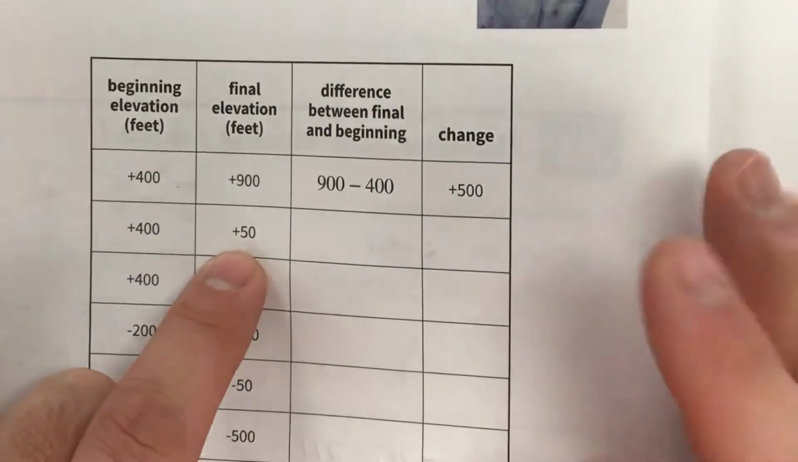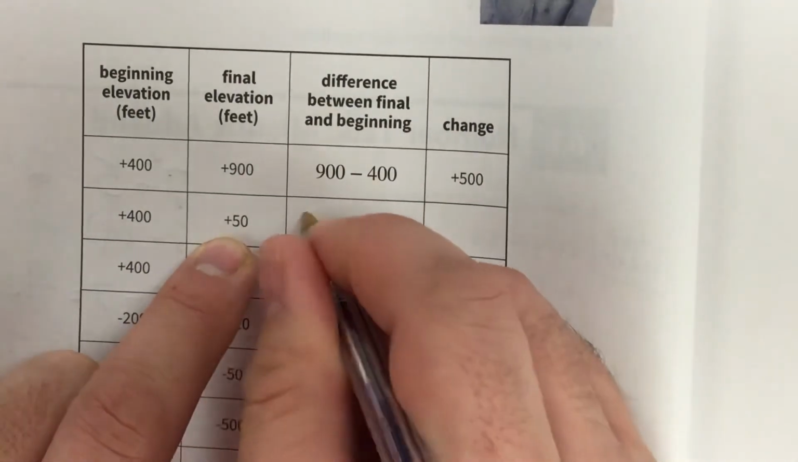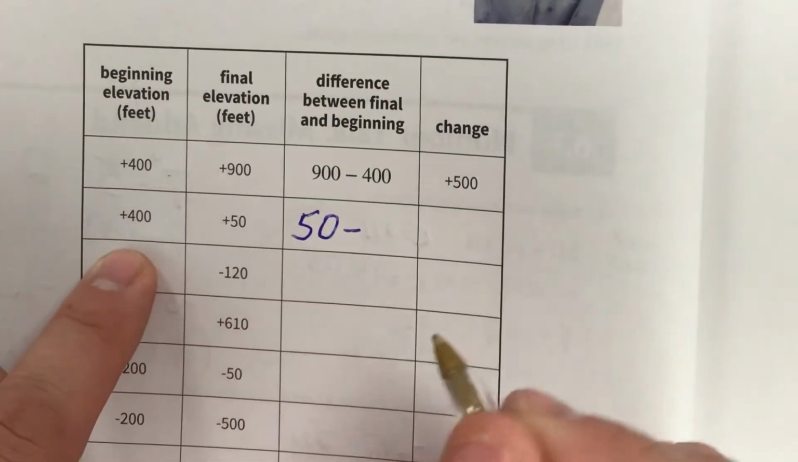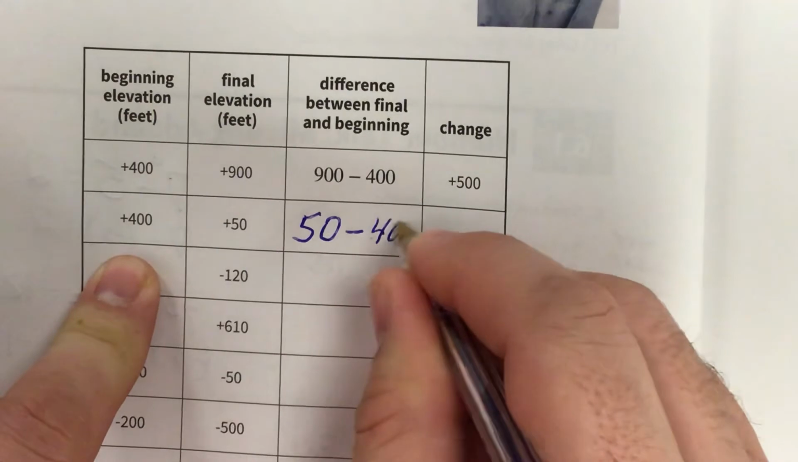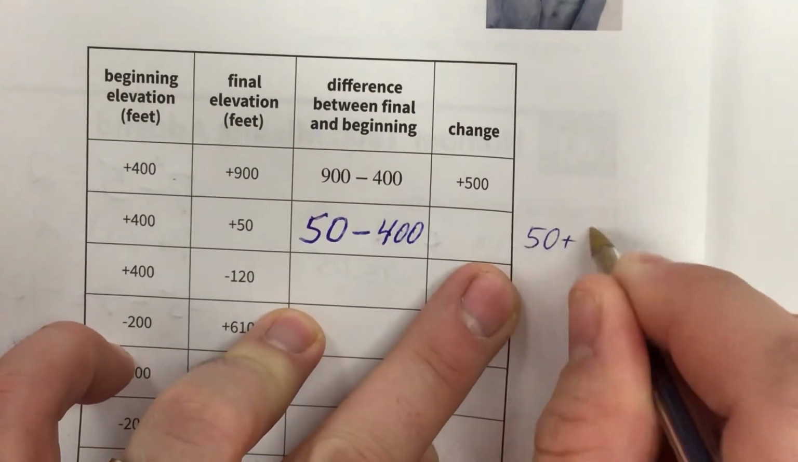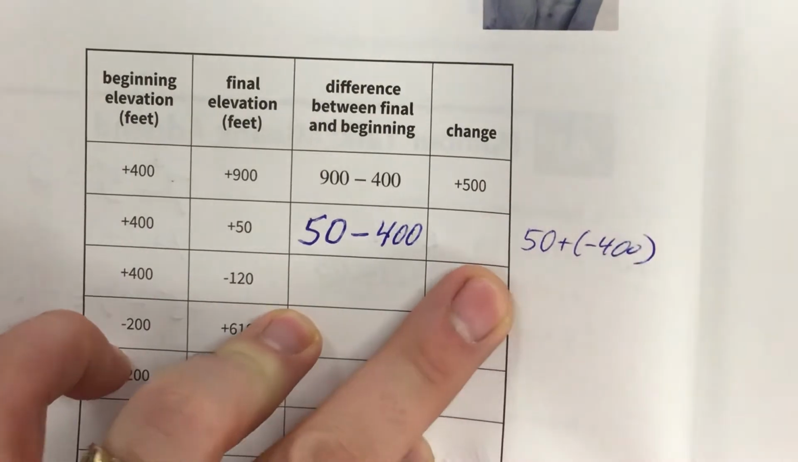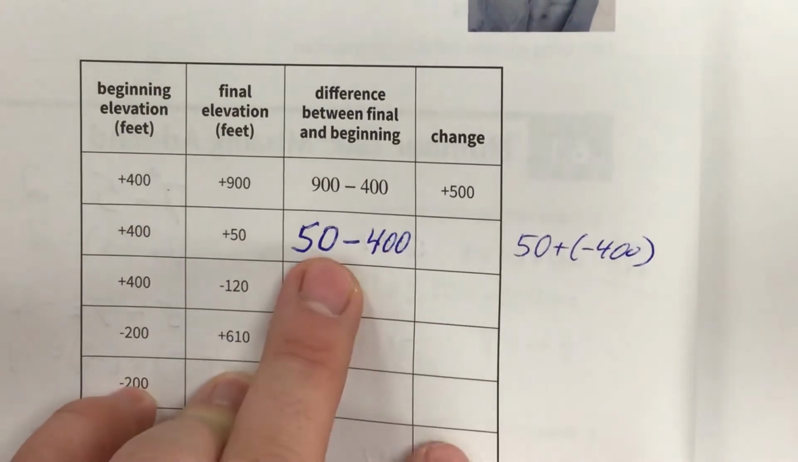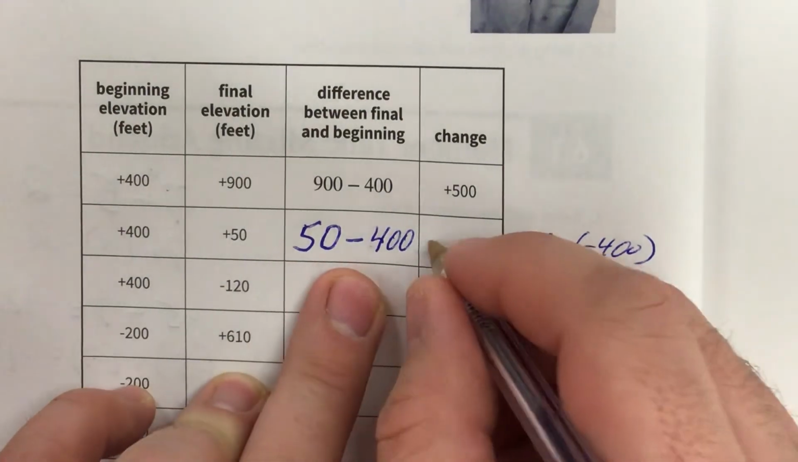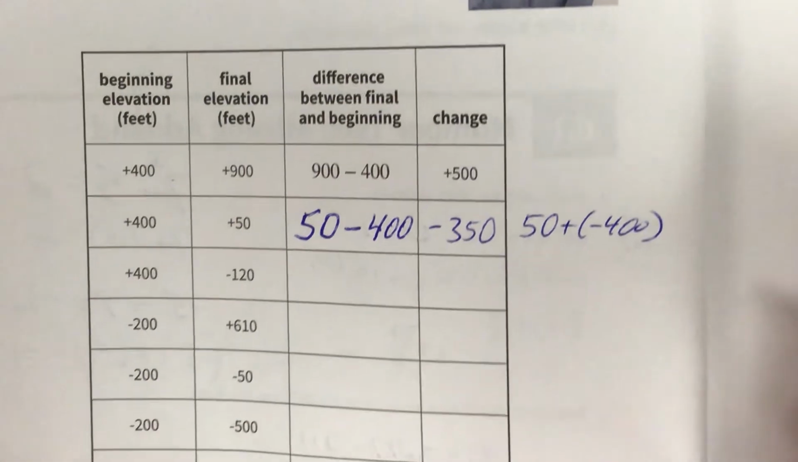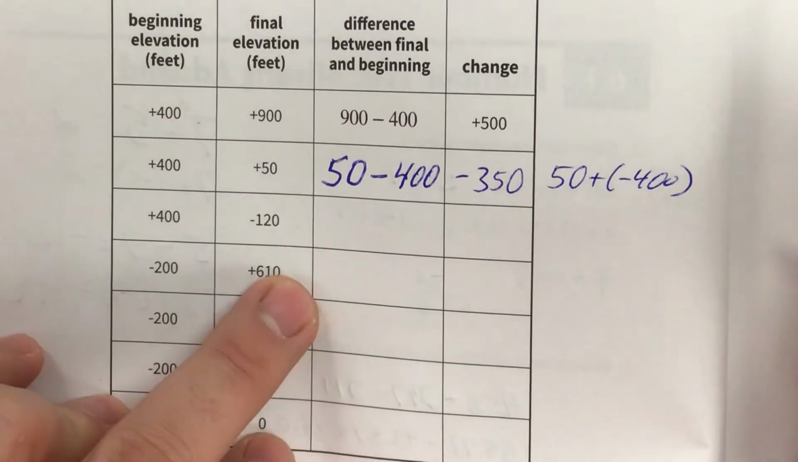So the second one. Final is 50. Minus, what was my initial? 400. Remember, if you have trouble, you can always write it as an addition equation to help me get my sign right. 50 plus negative 400 or 50 minus 400 would be negative 350. Let's do one more, then I'll have you try the rest.